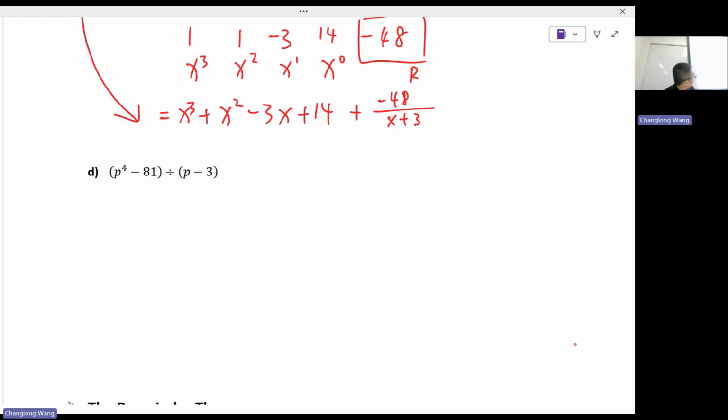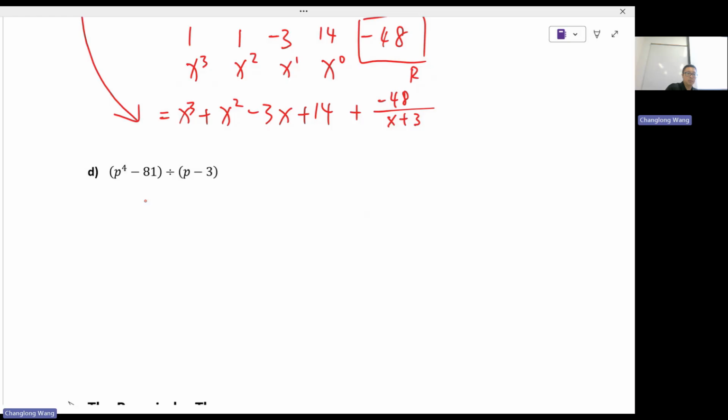I think that's probably enough time for you to get it done. So I guess that you probably realized p to the fourth minus 81 could have been factored, right? Using the difference of squares, right? For 2 more rounds, then you see that p minus 3 is indeed a factor. So you should expect a 0 remainder.